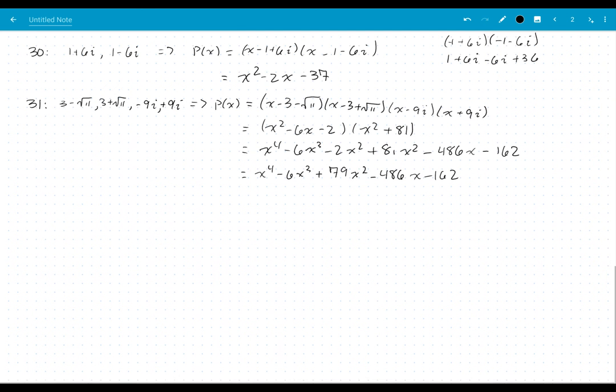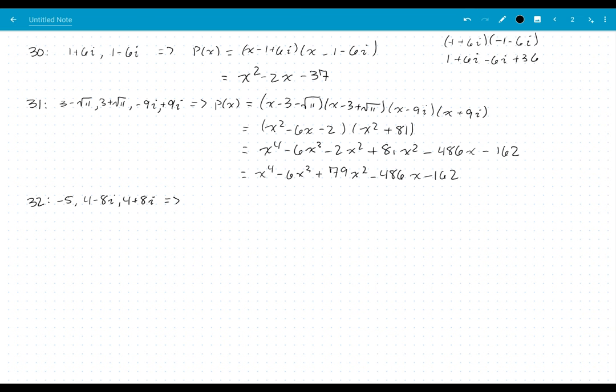We have number 32, and then also we have 36 and 38. 36 and 38 go by pretty fast. All right. We have number 32. We have a polynomial of degree 3 with the zeros negative 5 and 4 minus 8i. That implies that we need 4 plus 8i because we need the complex conjugate.